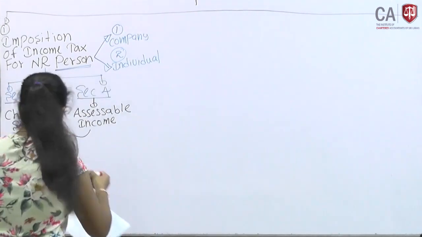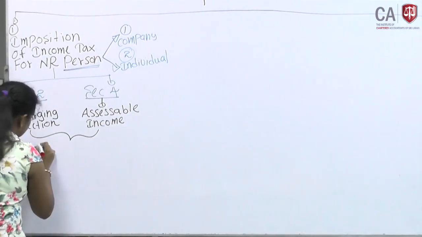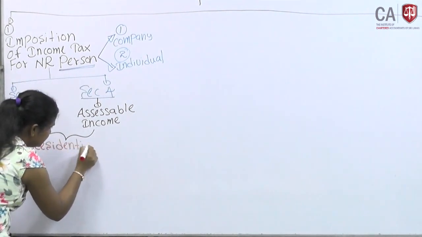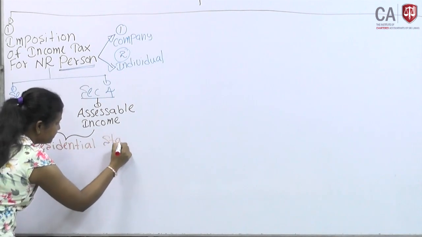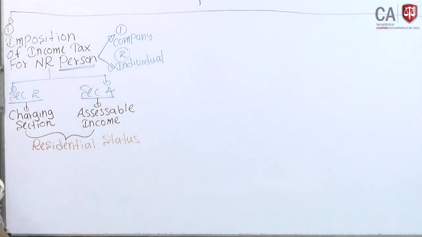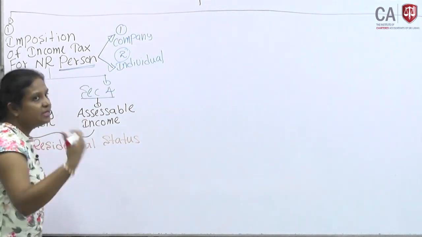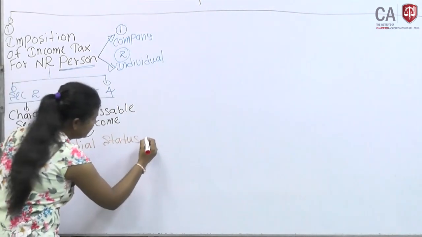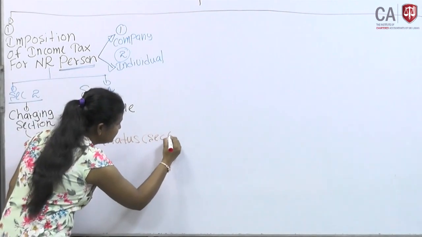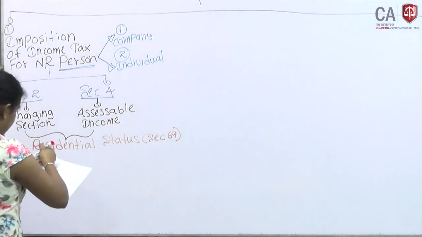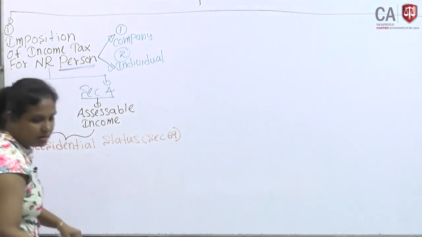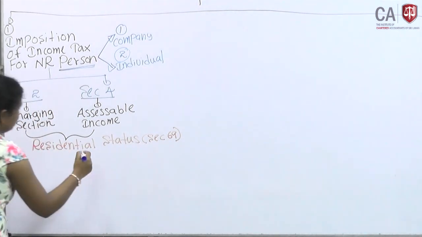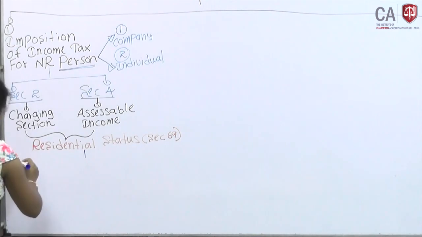What you should know is the residential status. Based on the residential status, this chargeability is going to differ. Residential status is mentioned in section 69 of the Act. Now, since I have explained this, we will come to residential status.